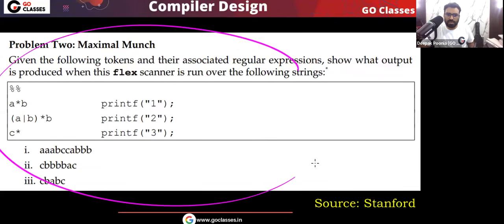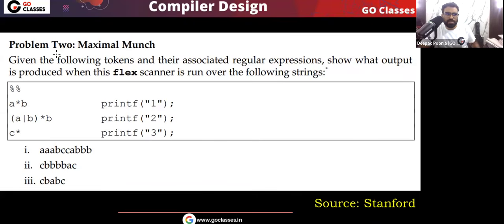Let's solve this question from Stanford University. The question says: given the following tokens and their associated regular expressions, three tokens, token 1, token 2 and token 3, show what output is produced if this flex scanner is run over the following strings. This is the scanner, the lexical analyzer, or the specification, and these are the input strings, the input character stream. The question is asking what will be the output.